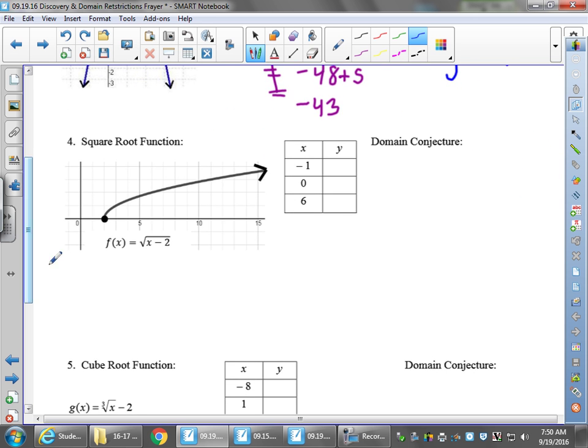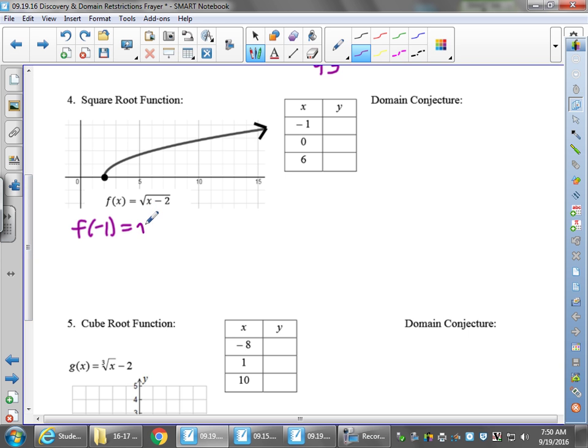Now this one, we took a look at a little bit in the warm-up, and I just wanted to see how your discovery went over the weekend in terms of figuring out what you can't have. We'll go through this one together. F of negative 1 just means I'm plugging in negative 1 where I see x. So that's going to get me what underneath the radical? Which equals the square root of... Can I do square root of negative 3? No.